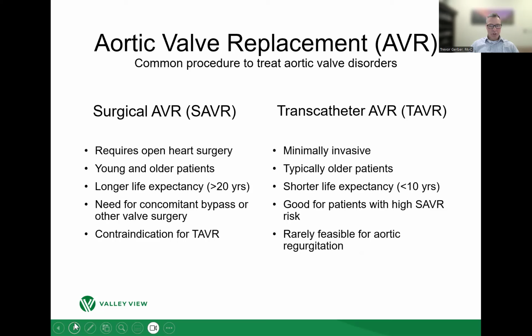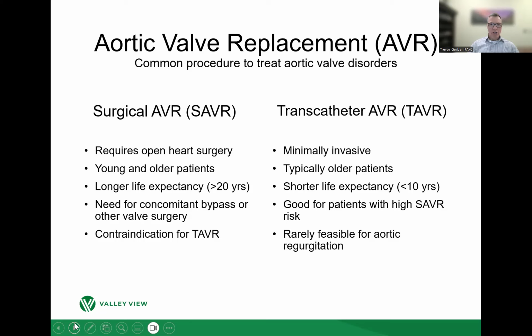SAVR, or surgical aortic valve replacement, is preferred in patients with a longer life expectancy, typically greater than 20 years. Additionally, patients that need bypass surgery or another valve that has some issues that need to be addressed typically are referred for surgical aortic valve replacement over TAVR, so those other problems can be addressed at the same time.